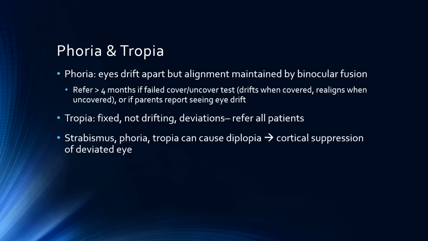Tropias are when the eyes are apart in a fixed manner but not drifting, so they're deviated in a fixed way. You would refer all patients for fixed tropias. So strabismus, phorias, and tropias can all cause double vision or diplopia, and this would suppress the deviated eye. The brain cortex engages in suppression of that to maintain binocular vision.